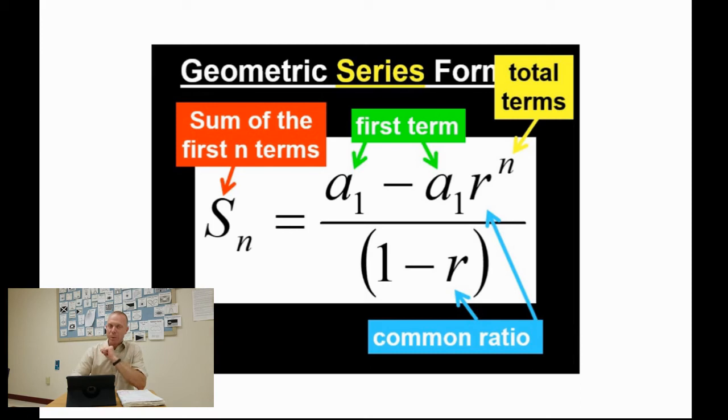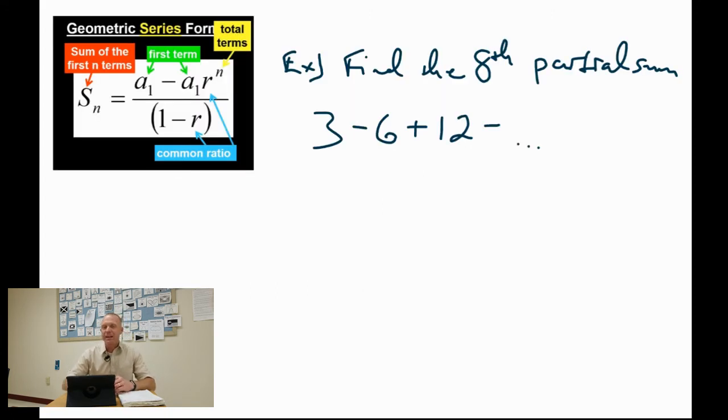Geometric series formula. All right. This is what you can use if you want to add up a bunch of geometric numbers, more than just a couple. Like maybe if we want to add eight geometric numbers. Now we're going to find the 8th partial sum. Again, that's just kind of fancy talk for adding 8 geometric numbers.